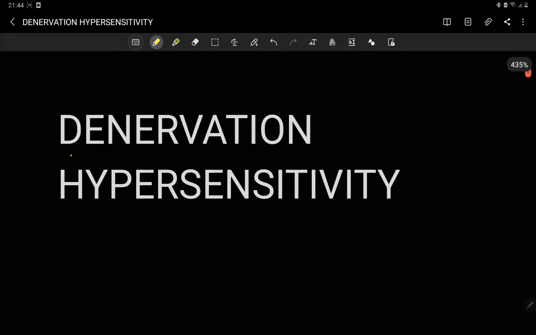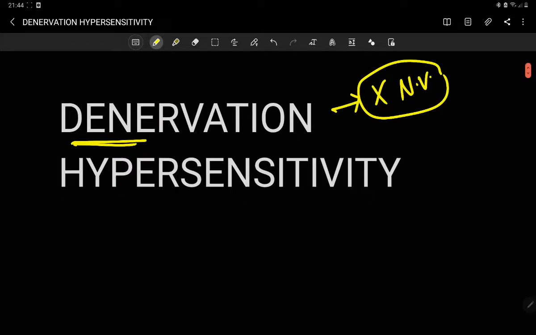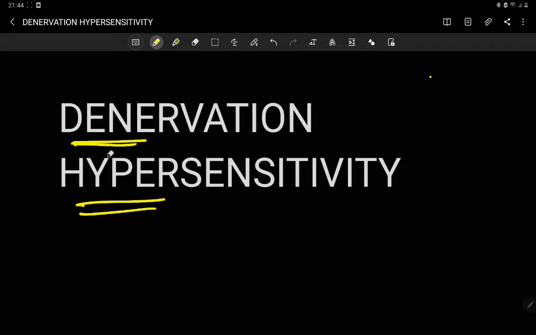So first of all, denervation. What do you mean by this term denervation? That means nerve injury, injury of the nerve. The nerve is not there, not acting, or not working, and due to this non-functional nerve, what happens? Hypersensitivity is shown by your muscles, mainly the muscles. This is called denervation hypersensitivity. Let's talk in a little more detail.